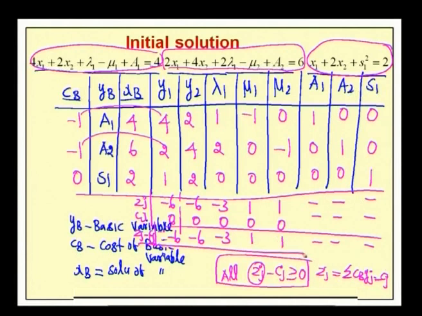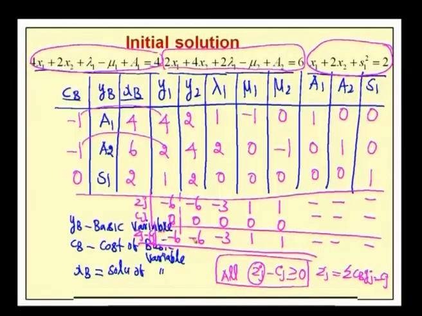Now, in this table, if all Zj minus Cj are greater than or equal to 0, then the optimum solution is obtained. But for this problem, not all Zj minus Cj are greater than or equal to 0, because Z1 minus C1 is -6, Z2 minus C2 is -6, Z3 minus C3 is -3. Since not all Zj minus Cj are greater than or equal to 0, the optimum solution is not obtained. Now, we try to improve the solution to the given problem, which we will discuss in the next session.